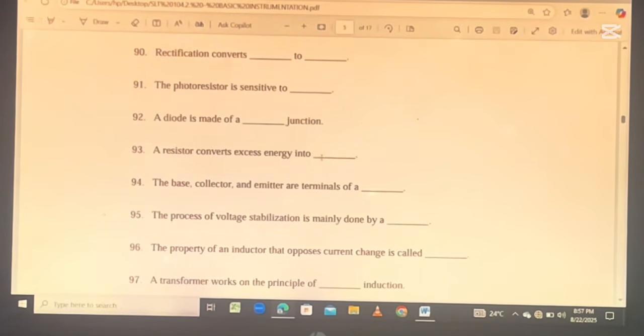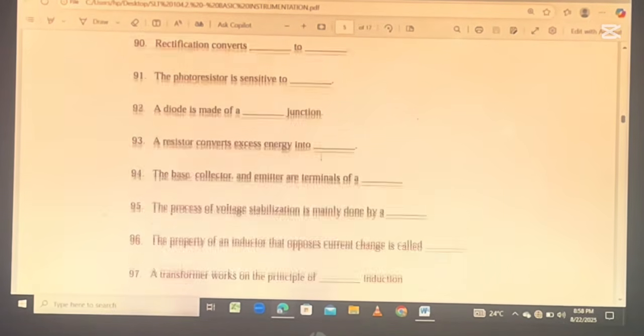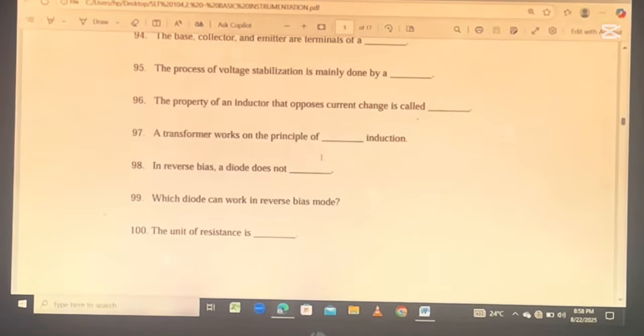Then the process of voltage stabilization is mainly done by a Zener diode. The property of an inductor that opposes current change is called inductance. The transformer works on the principle of dash induction. It works on the principle of electromagnetic induction.